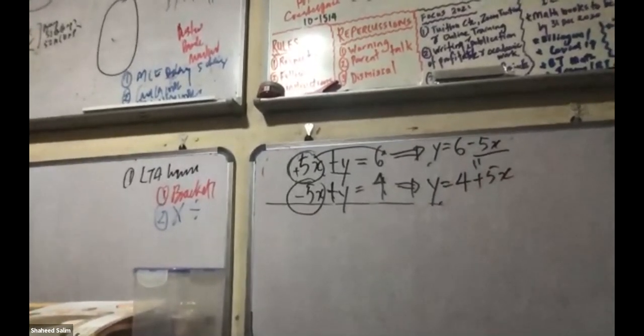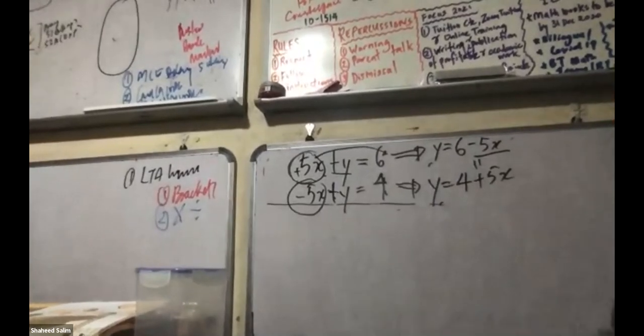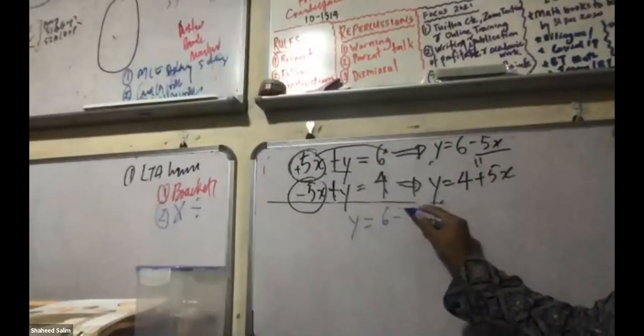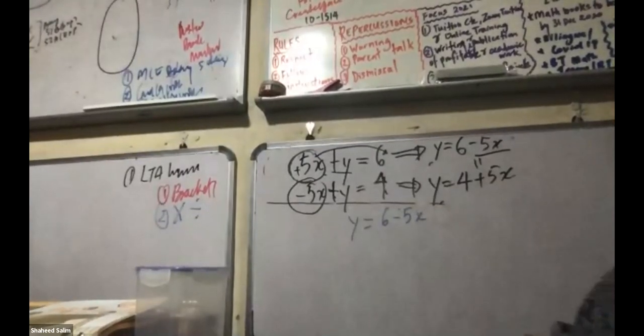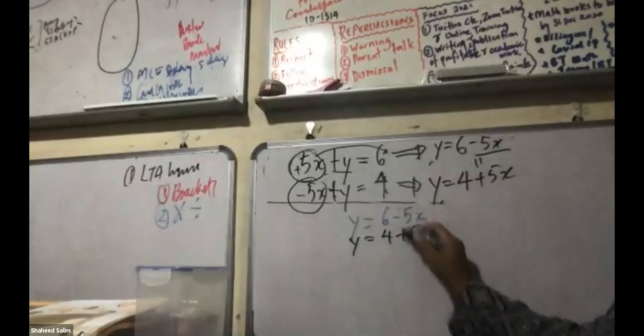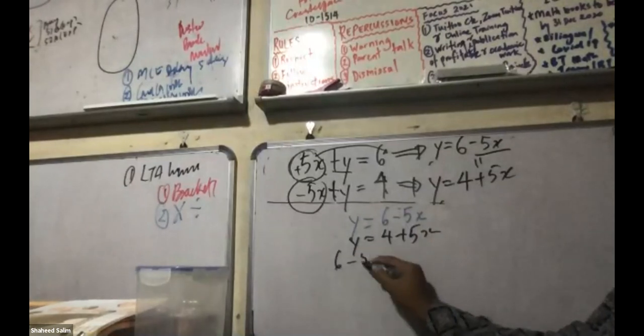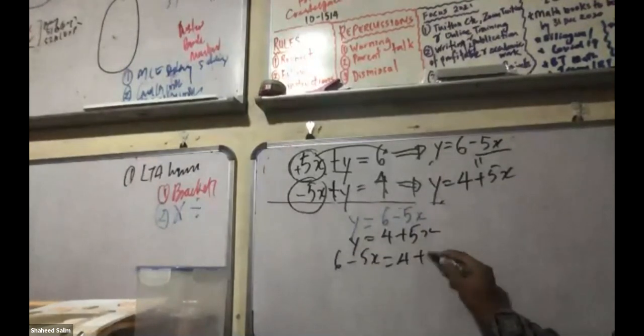Okay, we will go through now. Let us see. So now you have y equals to 6 minus 5x. The other one, y equals to 4 plus 5x. So that means these two are equal. So you write 6 minus 5x equals to 4 plus 5x.